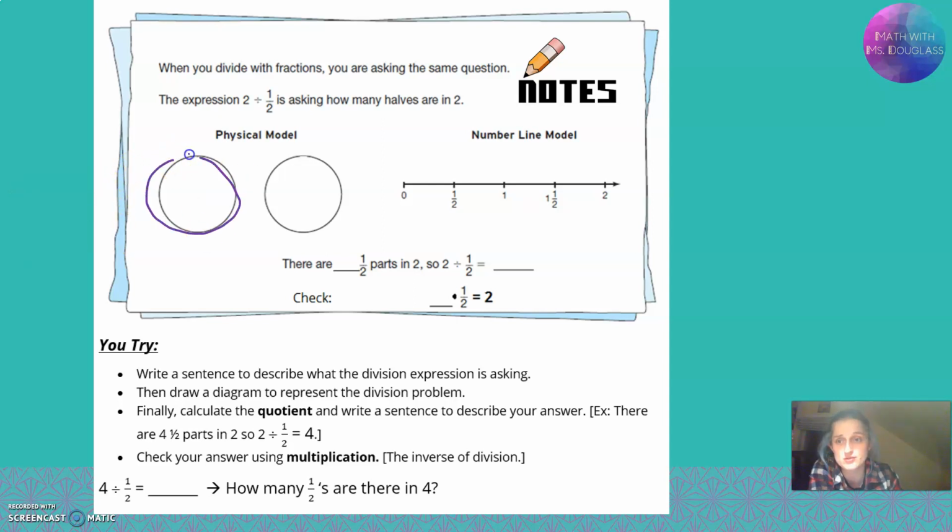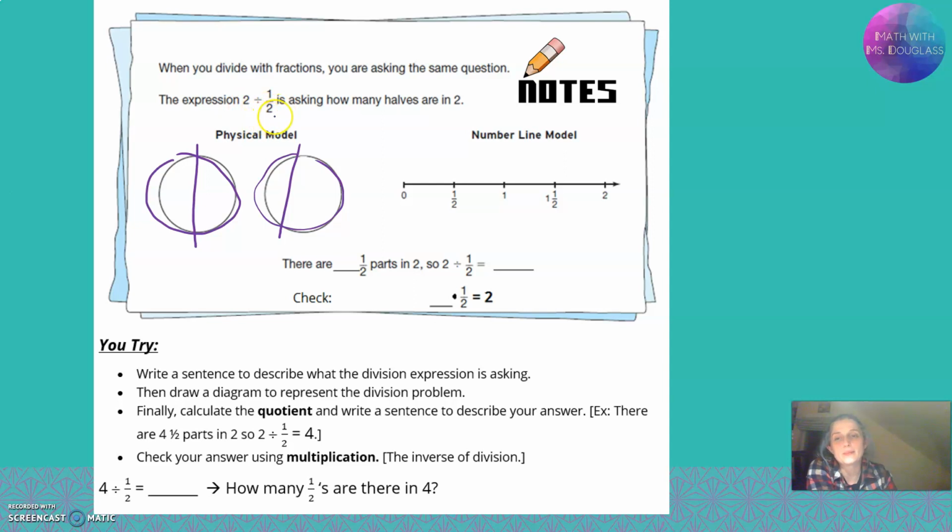This is 2 circles. 1, 2. This is a number line. If you are comfortable with number lines, go for it. I personally like to draw pictures better. I have 2. I'm cutting them into groups the size of a half. Okay, I can cut this into a half. Look, a half. Wow, such great art. A half. That was not perfect, but we're going to pretend.